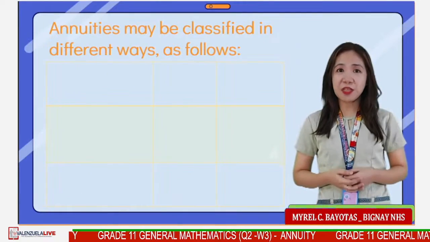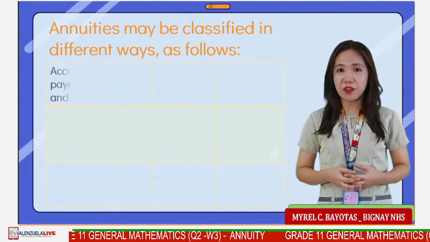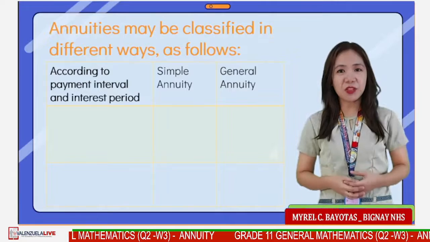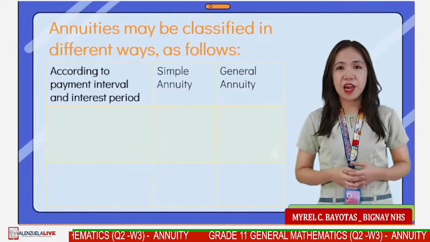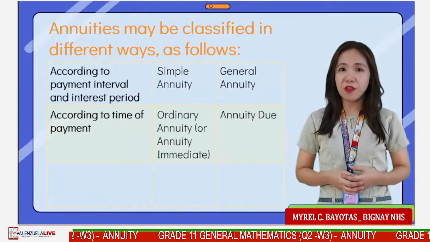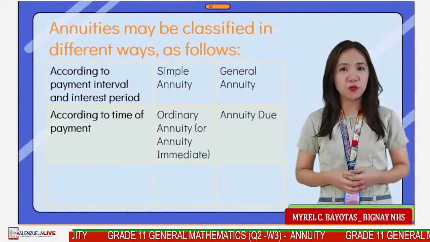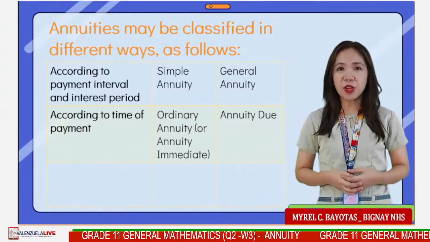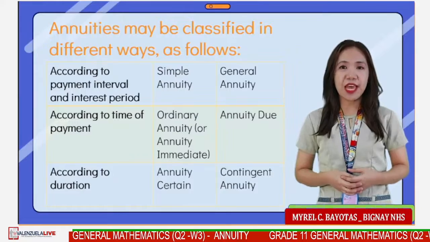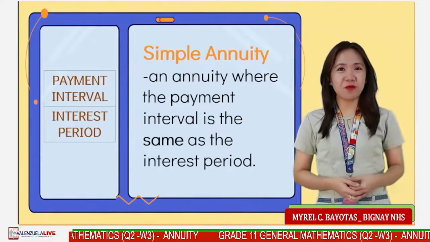There are different types of annuities which may be classified according to payment interval and interest period, namely simple annuity and general annuity. Other types are classified according to time of payment, namely ordinary annuity or annuity immediate and annuity due. Lastly, according to duration, namely annuity certain and contingent annuity. Let's get to know them one by one.